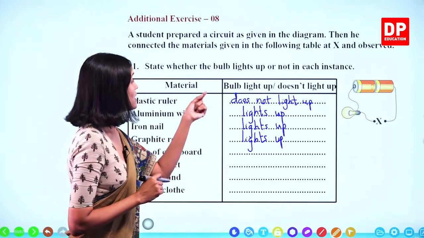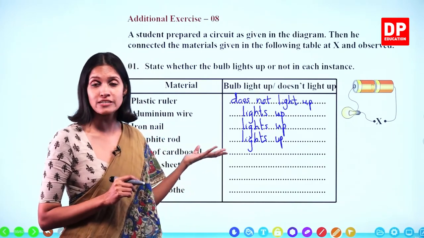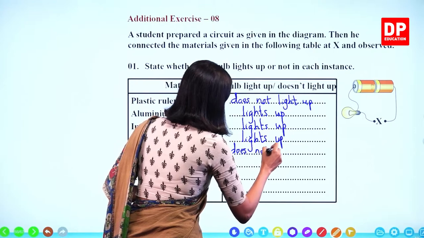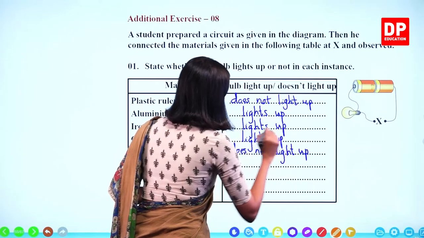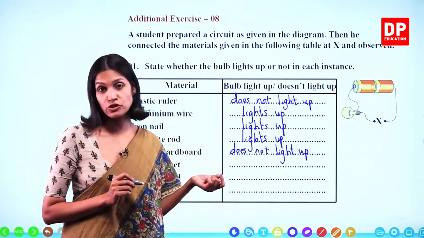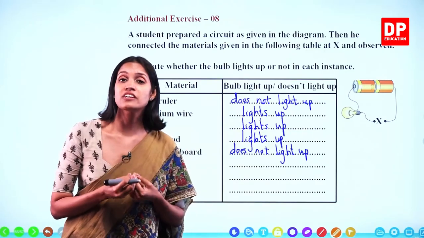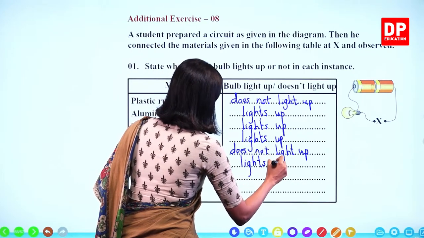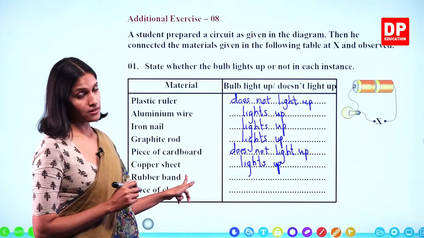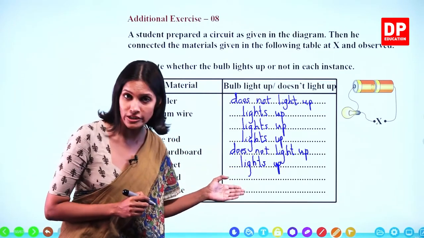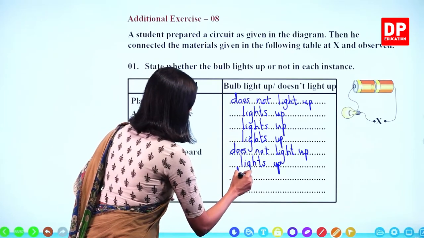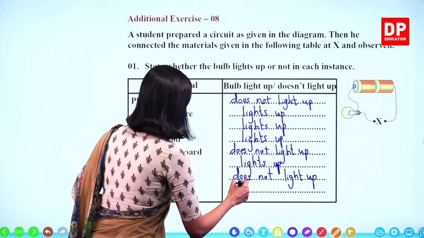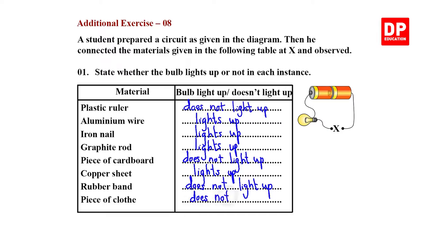Okay? Piece of cardboard. With cardboard, the bulb does not light up because cardboard is an insulator. Electricity does not flow through that, right? Piece of cardboard, the bulb does not light up. Right? Copper sheet. Copper is a very good conductor. So most of the time to make circuits, we use copper wire, right? So with the copper sheet, the bulb lights up. Rubber band and piece of cloth. They both are insulators, therefore the bulb does not light up. And piece of cloth also, the bulb does not light up.